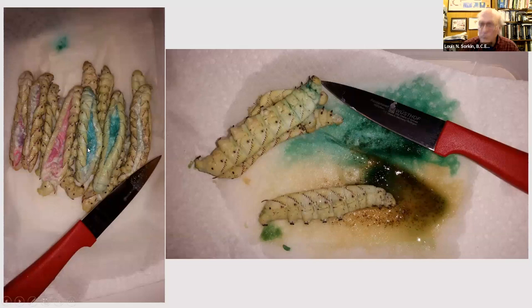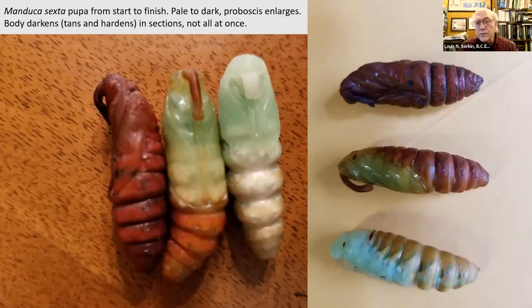the color that's not used by them is sequestered in their fat body, the blue and the red, red being from orange. And in the pupal stage, as they first pupate, the proboscis is short, and as it matures, the proboscis elongates.